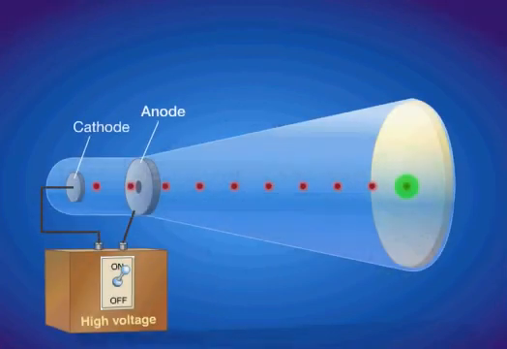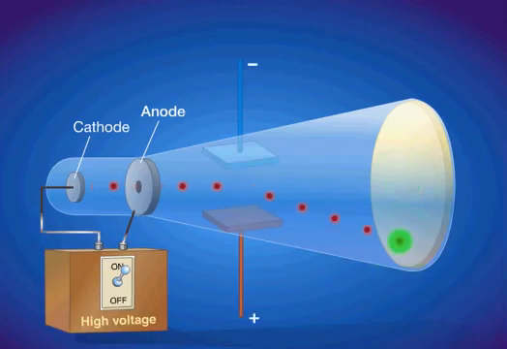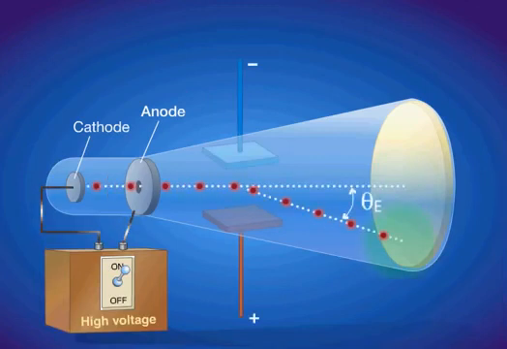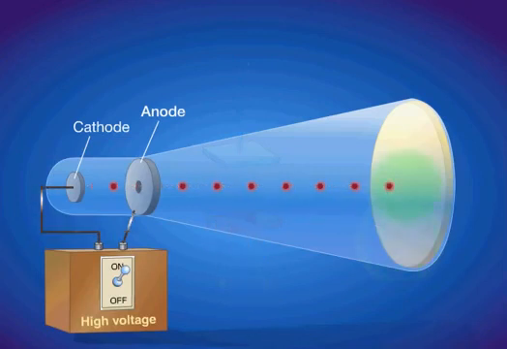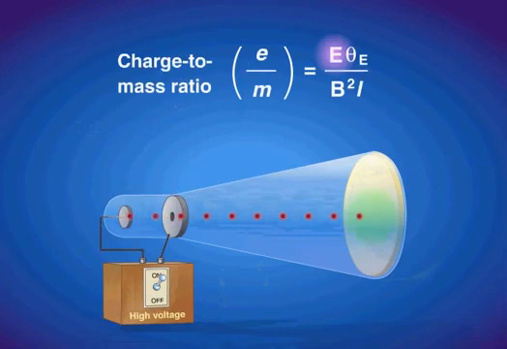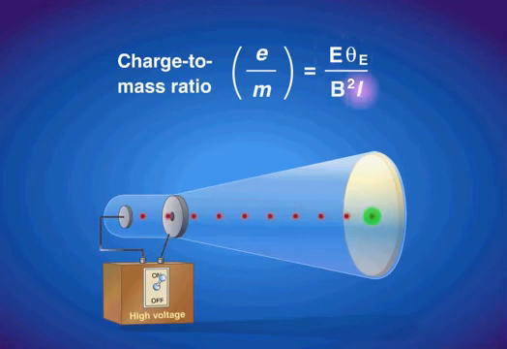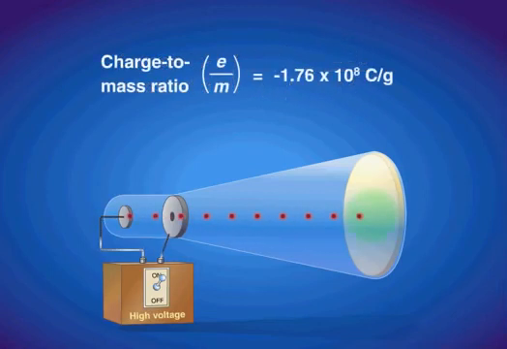In 1897, J. J. Thomson, an English physicist, determined the charge-to-mass ratio of an electron. He adjusted the electric field so that the electrostatic deflection, theta E, was the same as the magnetic deflection, theta B, and was able to calculate the charge-to-mass ratio of an electron using the following equation, where E is the applied electric field, theta is the angle of deflection, B is the applied magnetic field, and L is the distance traveled by the cathode rays. Thomson determined the charge-to-mass ratio of an electron to be negative 1.76 times 10 to the 8th coulombs per gram.